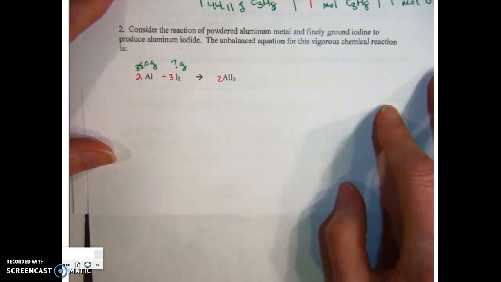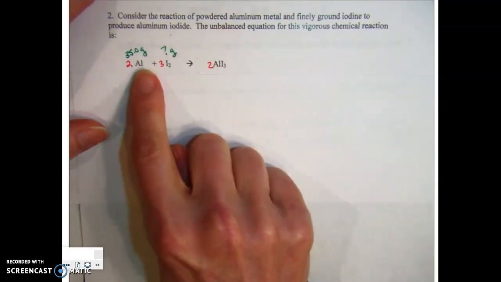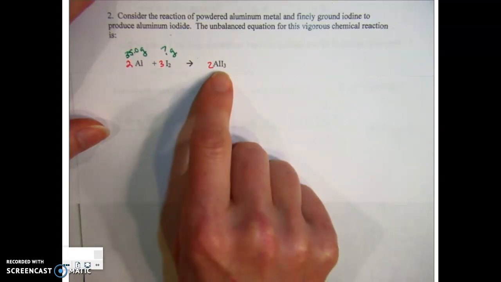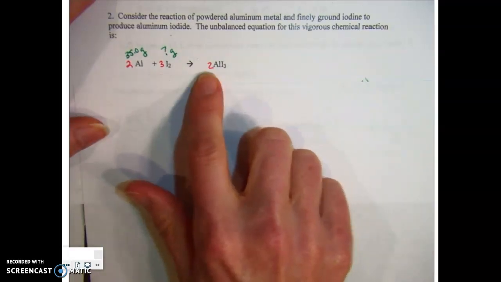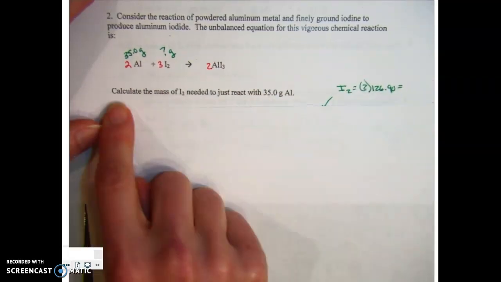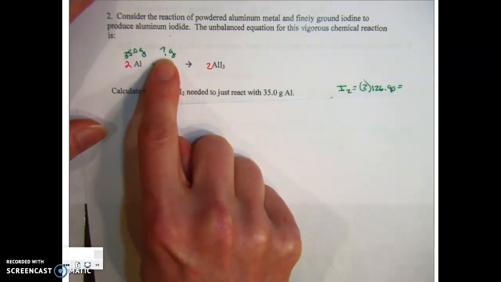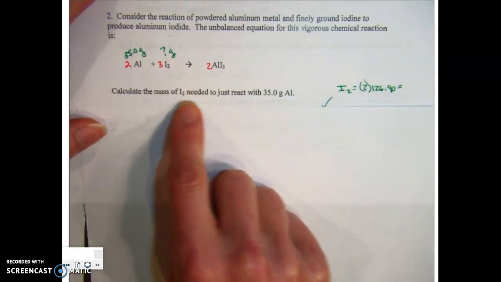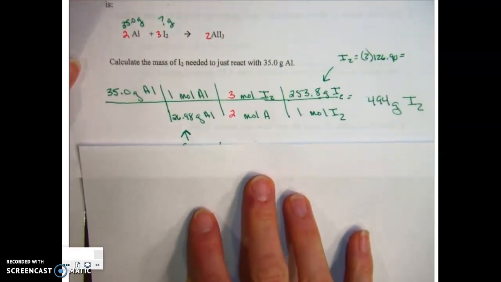Okay, for this last example, I went ahead and worked it out. Consider the reaction of powdered aluminum metal and finely ground iodine to produce aluminum iodide. So the unbalanced equation was given. I balanced that equation for you, and then I put my amounts that I was given down here. Calculate the mass of I2. That's what I'm looking for. That's my unknown, needed to react with 35 grams of aluminum.